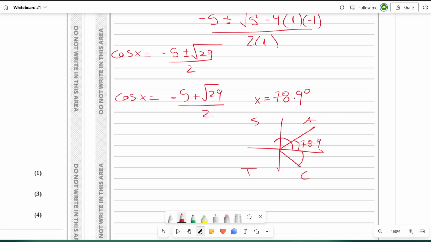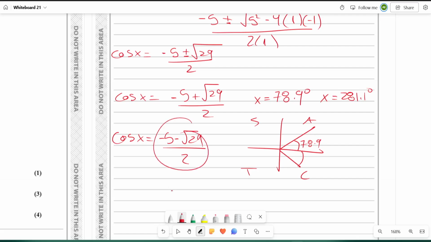Let's move in the positive direction. This is basically 270 plus this bit, or actually better, let's say this is all 360 minus 78.9. So the second x is going to be 360 minus 78.9, which is 281.1 degrees.